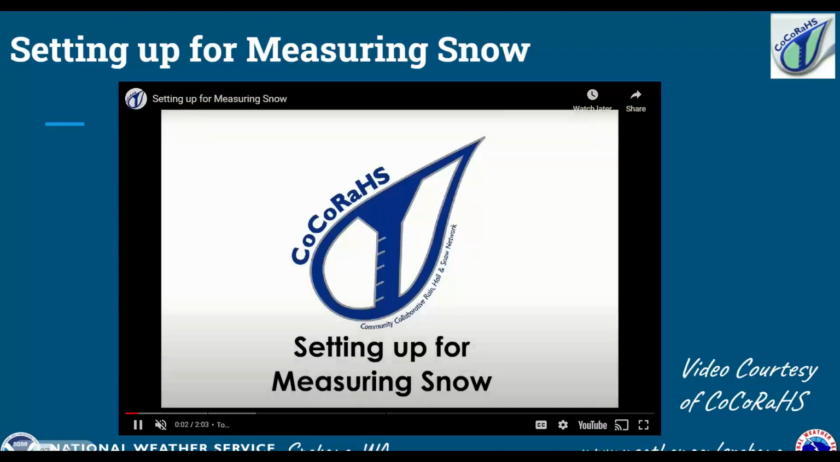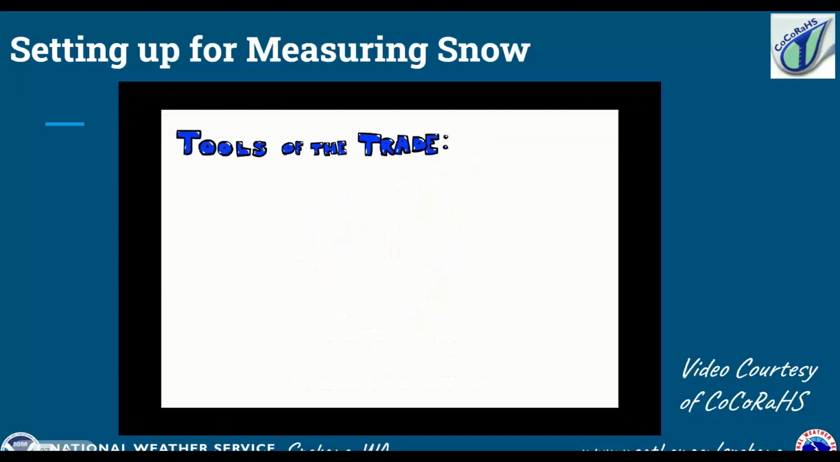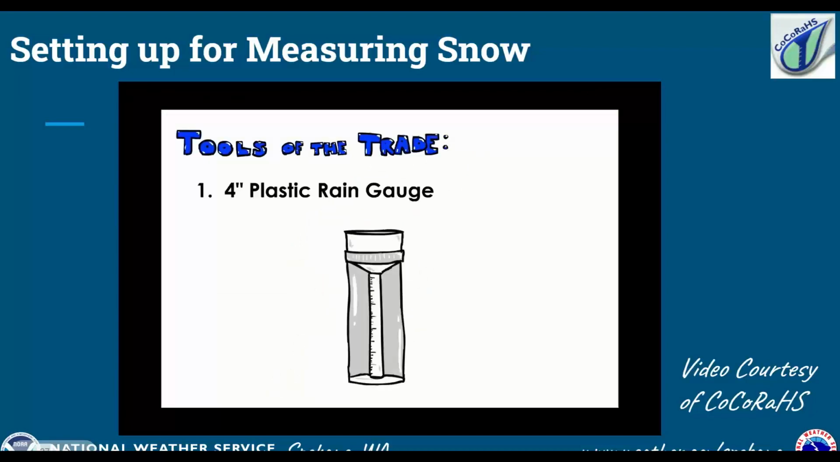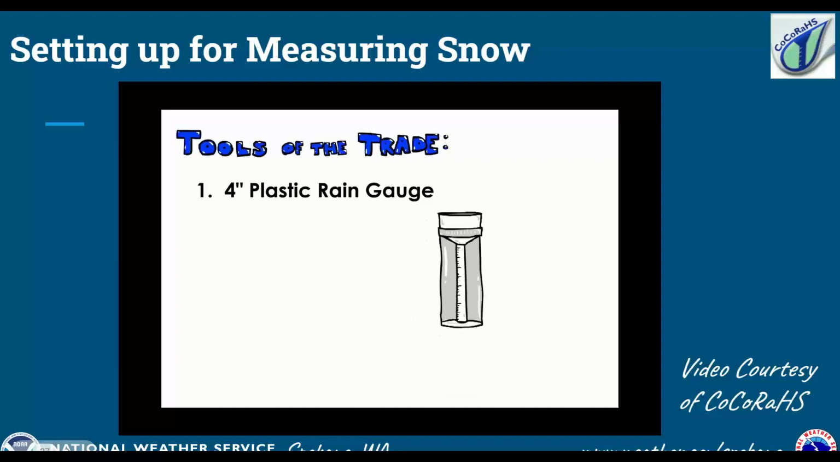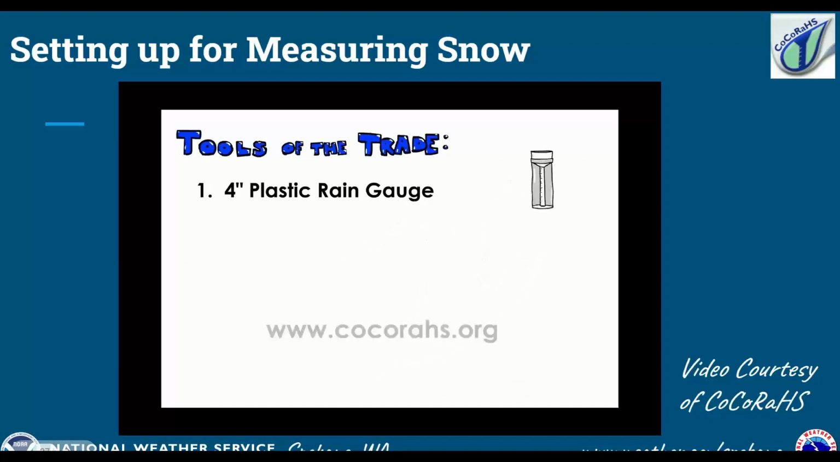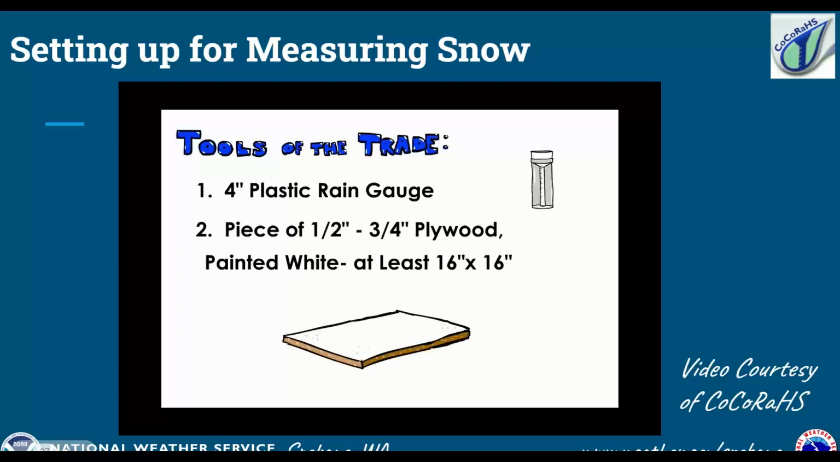Now there's no audio to this. These links are available on the CoCoRaHS website, but I'm just going to talk you through this. So the tool that we need is that rain gauge. It's a 4-inch plastic rain gauge. Comes with an outer tube and an inner tube and then a funnel on top. So there's 3 parts to that rain gauge.